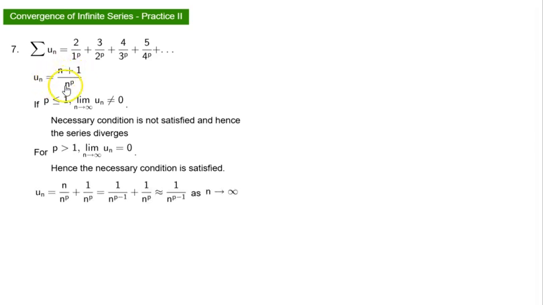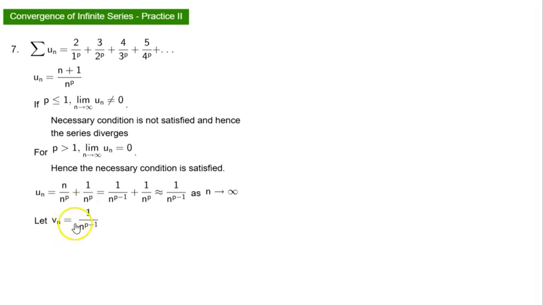Let's take the nth term, n plus 1 by n to the power of p. Let's convert it into partial fractions. We get n by n to the power of p plus 1 by n to the power of p. Now, n we take it down, we get 1 by n to the power of p minus 1 plus 1 by n to the power of p, which behaves approximately like 1 by n to the power of p minus 1, because that is the larger of these two as n goes to infinity.